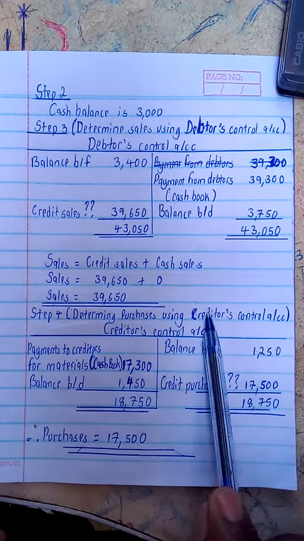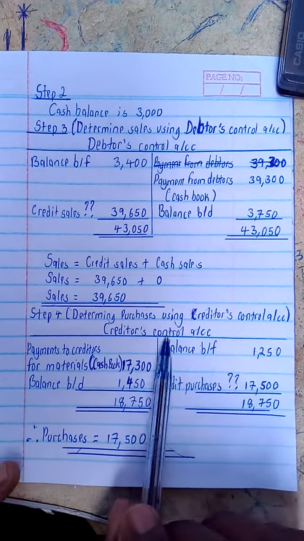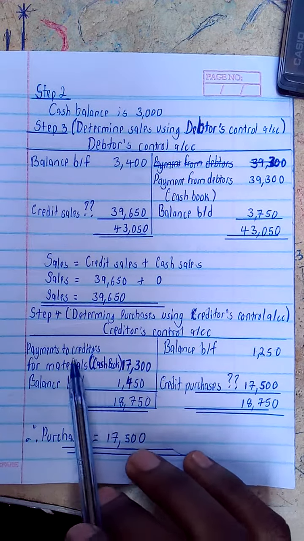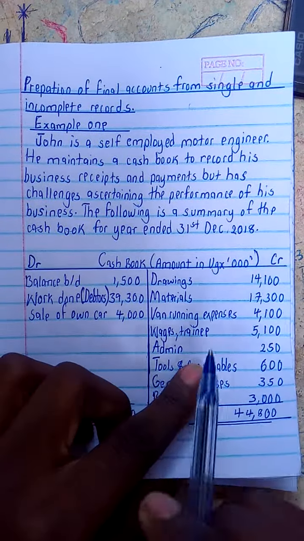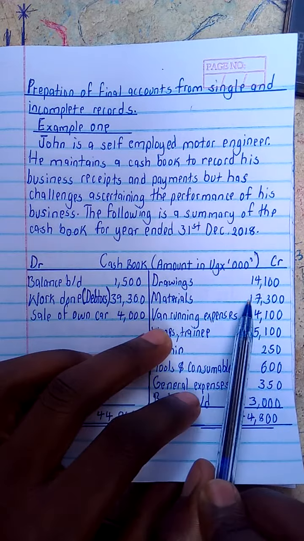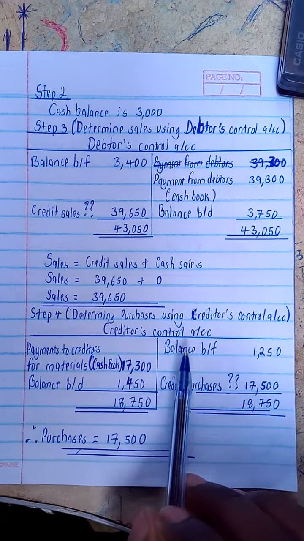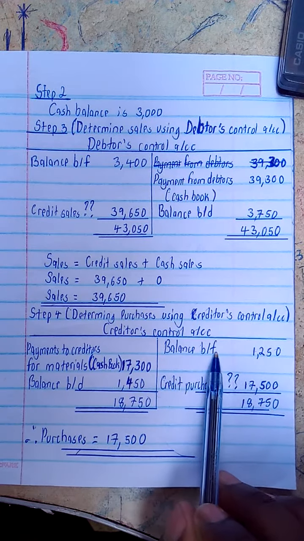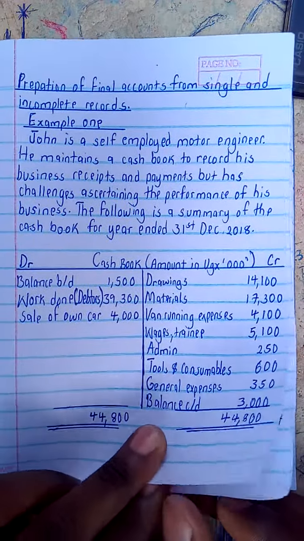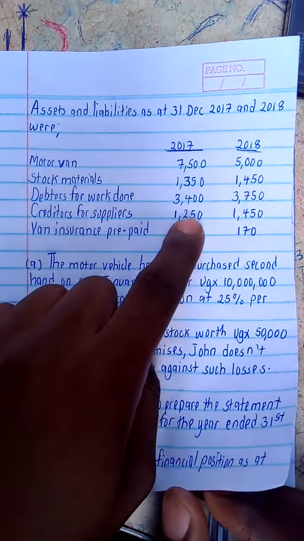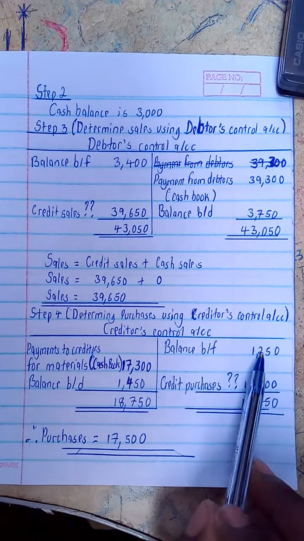After knowing that, I'm going to go to step 4, where I'll be determining the purchases using the creditors control account. From this, I have payment to suppliers for the materials from the cash book, and I say materials were paid of this amount, which is what I'll put here. But remember, I need to start with my balance brought forward. My balance brought forward is going to be from the question, the creditors. These are the opening balances, so it's going to be this.